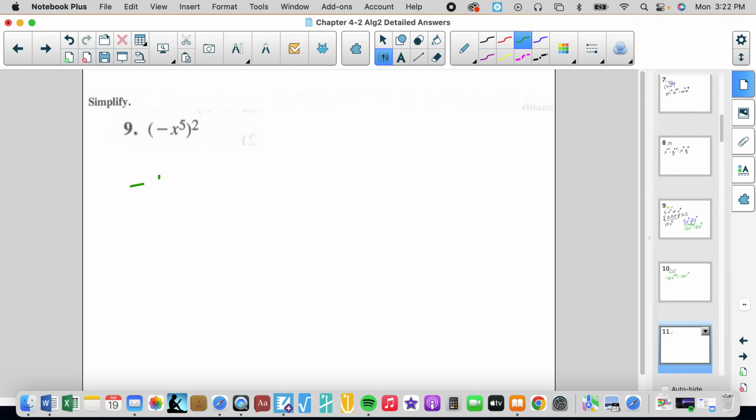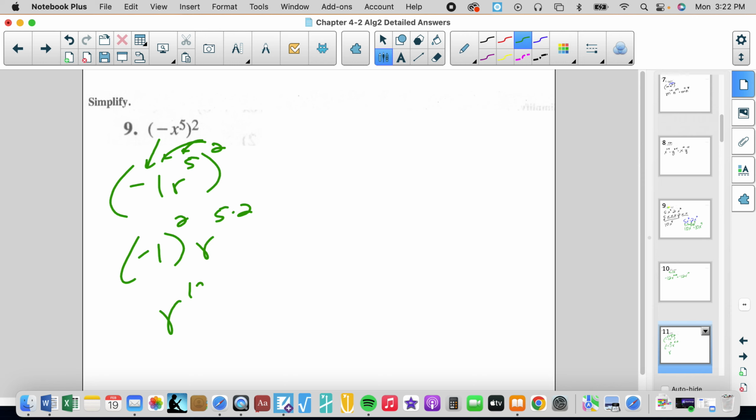So here you need to make sure that you understand that there's a -1 there, and that square goes out to both of them. Very important that you write a parentheses. And that's 5 times 2. So -1 squared is 1, and we get r to the 10th.